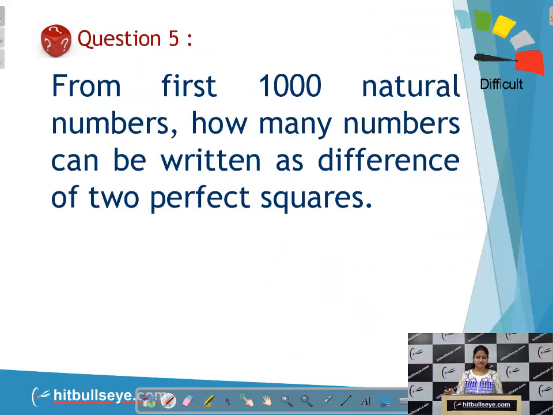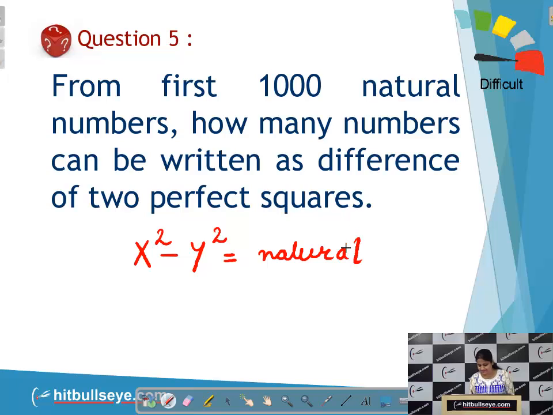From the first 1000 natural numbers, how many numbers can be written as the difference of two perfect squares? If we formulate this question into an equation, it will become x square minus y square, that is the difference of two perfect squares, equal to a natural number. How many such natural numbers will exist from 1 to 1000?